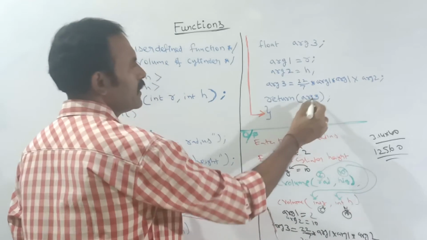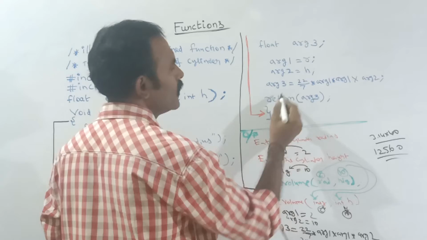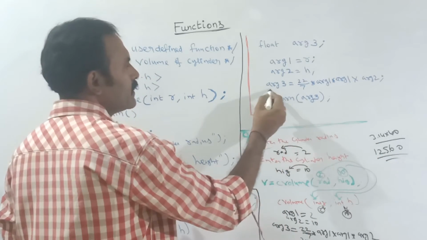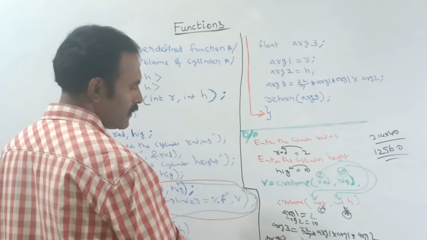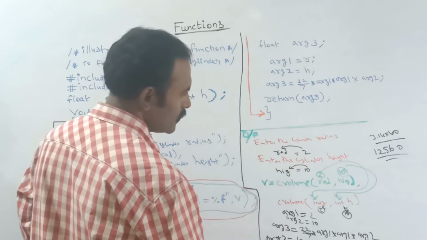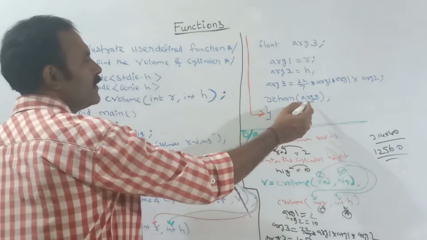$125.60. So here the argument 3 value will hold approximately 125.60. So what is the value of this argument 3? The answer is 125.60. So it returns this argument value.